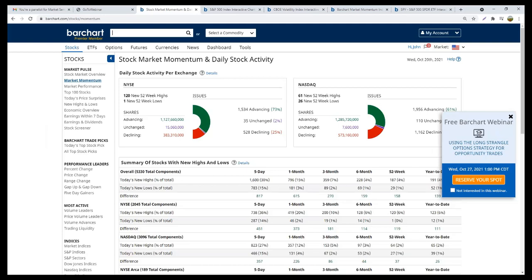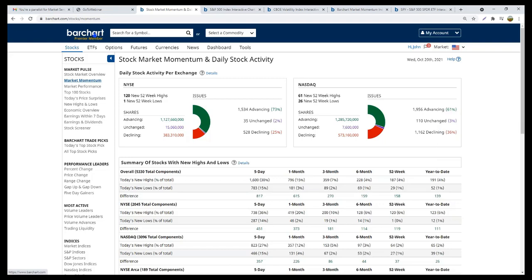So what I've done here is I'm in Barchart, and I've gone to the stock section where it says market momentum. This is where we can start to look at our market breadth, or those internals. What we see here first in this half circle pie chart is a one-day snapshot of stocks that have either advanced or declined compared to yesterday's closing prices. In other words, what we're seeing here is one day's picture of momentum.